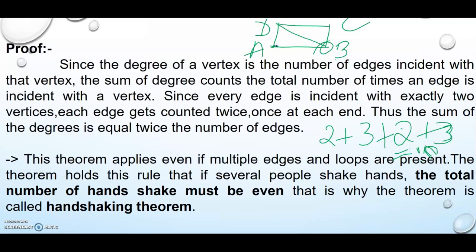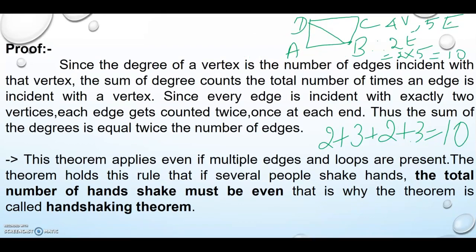The degree of the vertex is the number of edges incident with that vertex. The sum of the degrees counts the total number of times an edge is incident with a vertex. So here we have 4 vertices, and the edges are A to D, A to B, A to C, B to C, C to D and D to B. So there are only 5 edges. Because of the handshaking theorem, twice E, we multiply 2 times how many edges? 5 edges. So 2 into 5 is equal to 10.